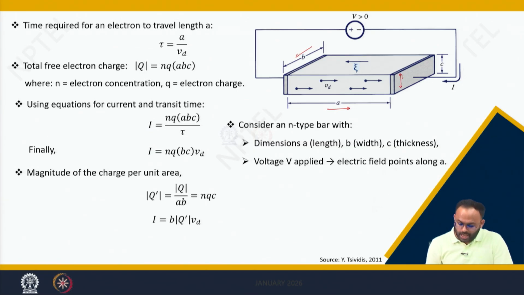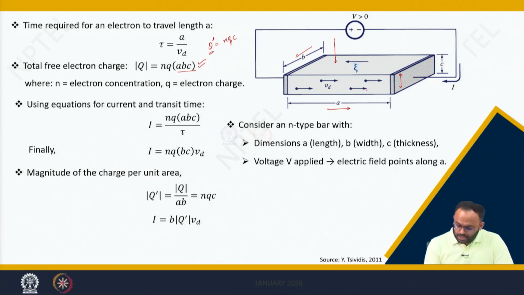So what is the total charge here? N times Q into A into B into C, where this is the total charge available in the strip. Now if I am interested in the charge per unit area, so area in the sense if you see from the top, the area is nothing but A into B. So the total charge per unit area can be written as N into Q into C. This is the notation we are going to use throughout the course, which says that Q dash is nothing but the charge per unit area.